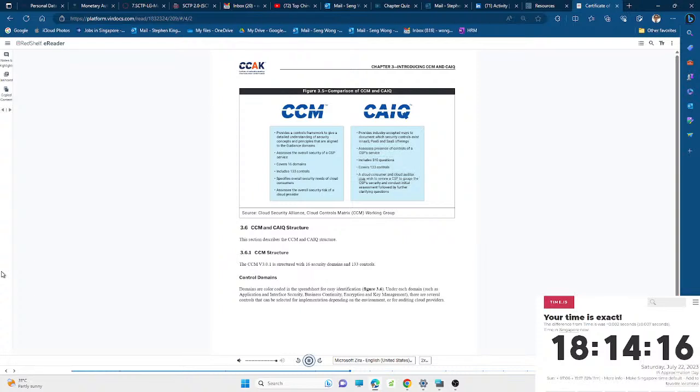A cloud consumer and cloud auditor may wish to review a CSP to gauge the CSP's security and conduct initial assessment followed by further clarifying questions.